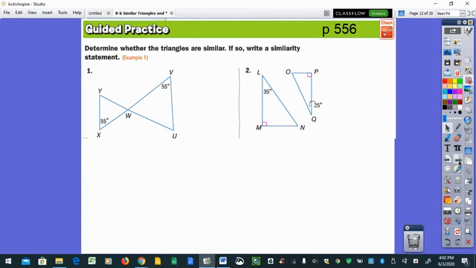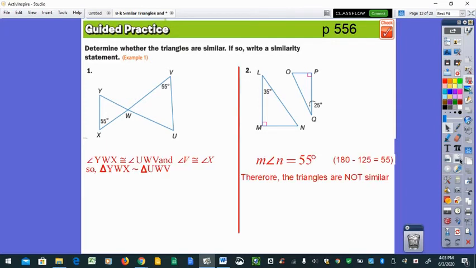Okay, so we're just going to practice everything we've done here really quickly. For these first 2 problems, are the 2 triangles in the picture similar? And if so, you're going to write a similarity statement, which is like triangle ABC is similar to triangle QRS, that type of thing. So pause the video and do these 2, please. Okay, let's see how you did.